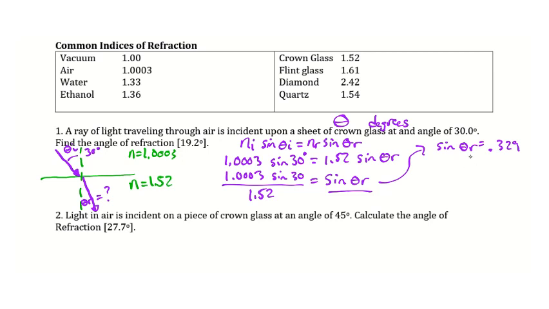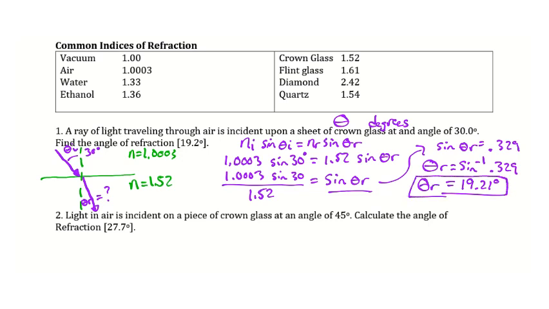We want to know our angle. So in order to undo sine, of course, you need to do inverse sine, which means you need to use that sine to the -1 button on your calculator. So that means theta r is equal to sine to the -1 of 0.329. And when you type that in, you get 19.21 degrees. That is our angle of refraction.